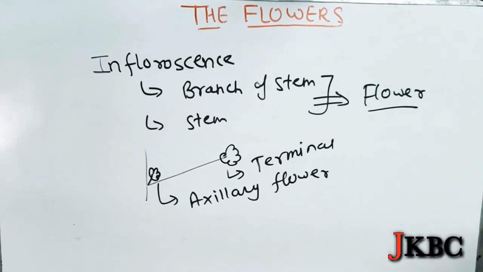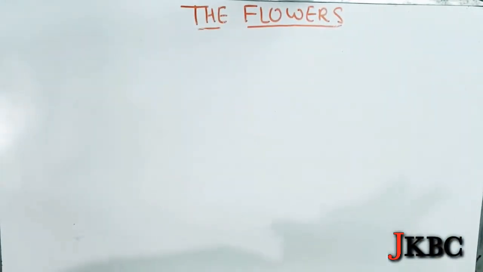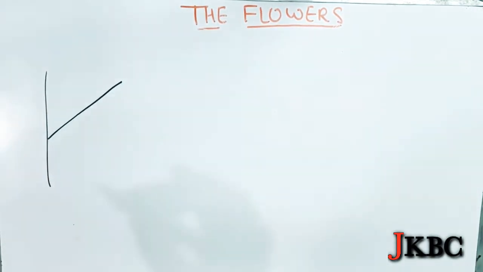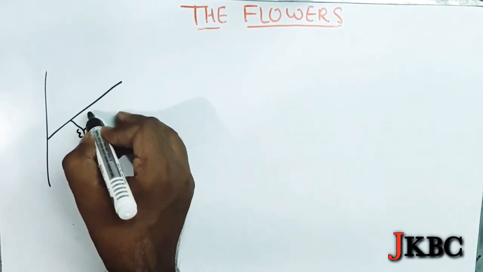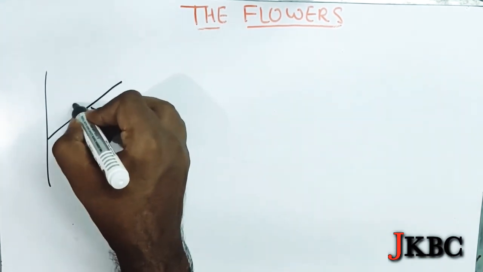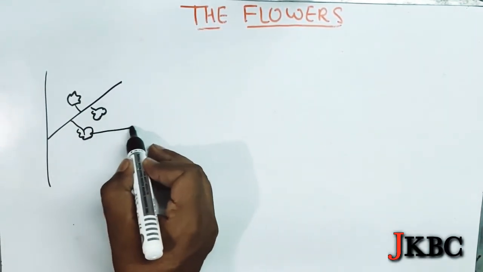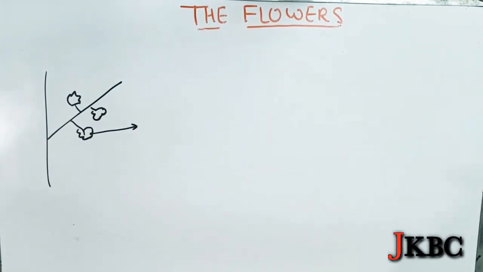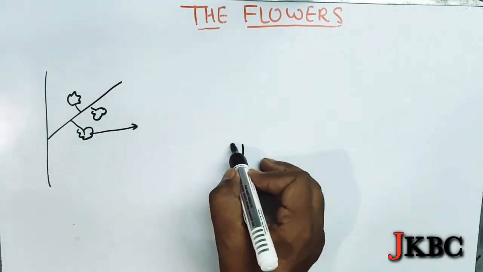But now we detail the four whorls. If this is the stem that has a branch, that branch will develop different forms of flowers. We take a single flower, and that flower's apex part represents the different four whorls. What are the different four whorls? We detail here.